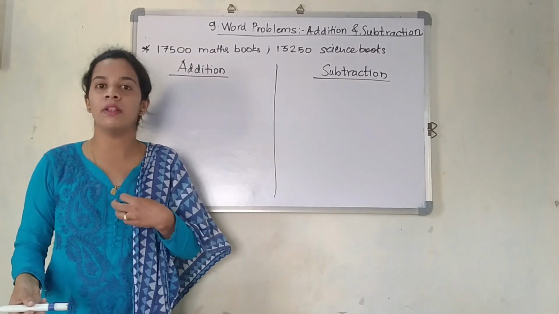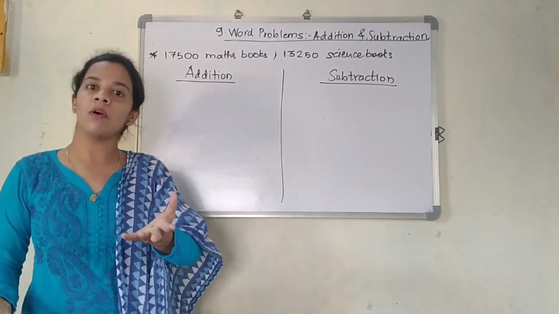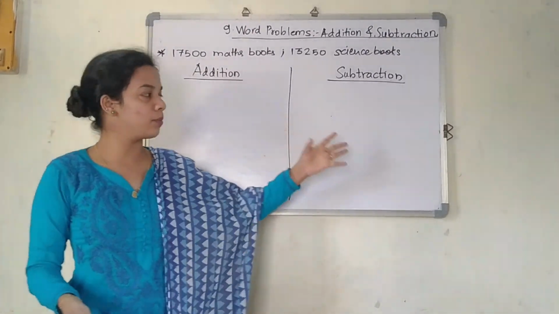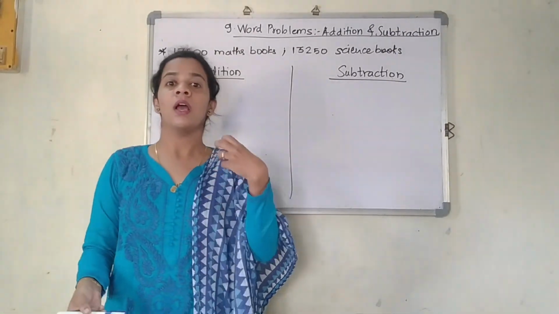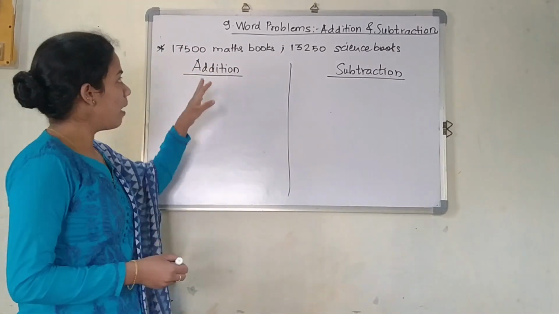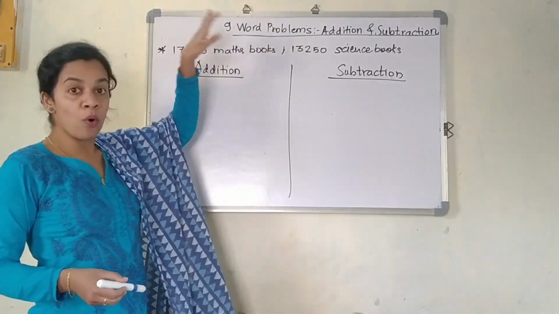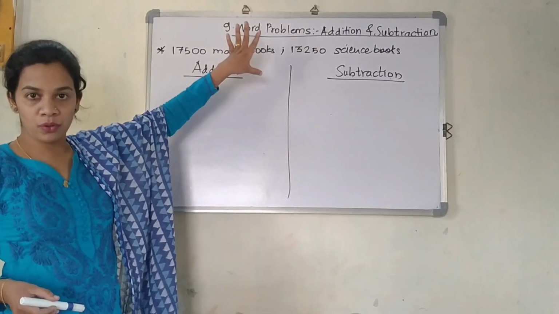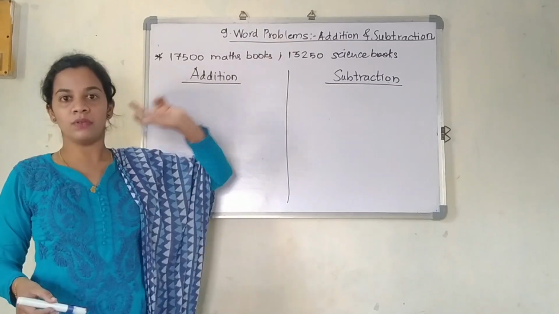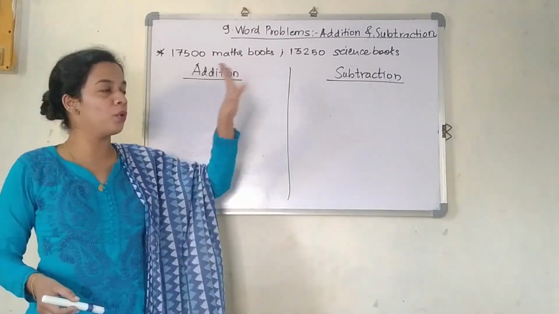Now this question I will form of my own mind. You can form yours also. So I am going to form one addition question and one subtraction question. You can just see the pattern of how I form these two questions based on addition and subtraction. Let's see over here. I have two numbers. One is 17,500 and another is 13,250.